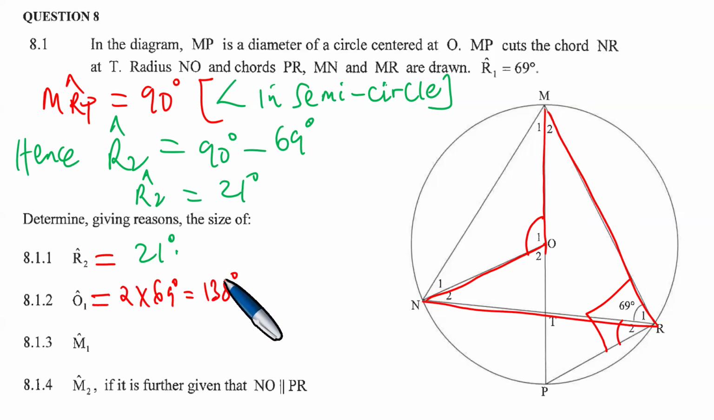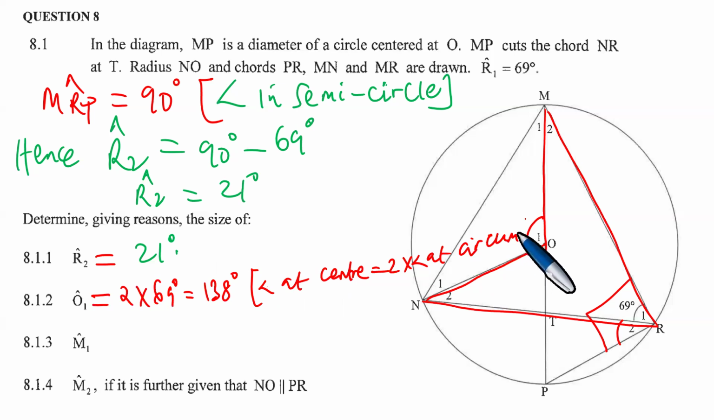138 degrees. In this, the angle at center is equal to 2 times angle at circumference. Right, so we have that the angle O1 is 138 degrees. What is the size of the angle M1? Anyone? The size of the angle M1. Who knows? M1.